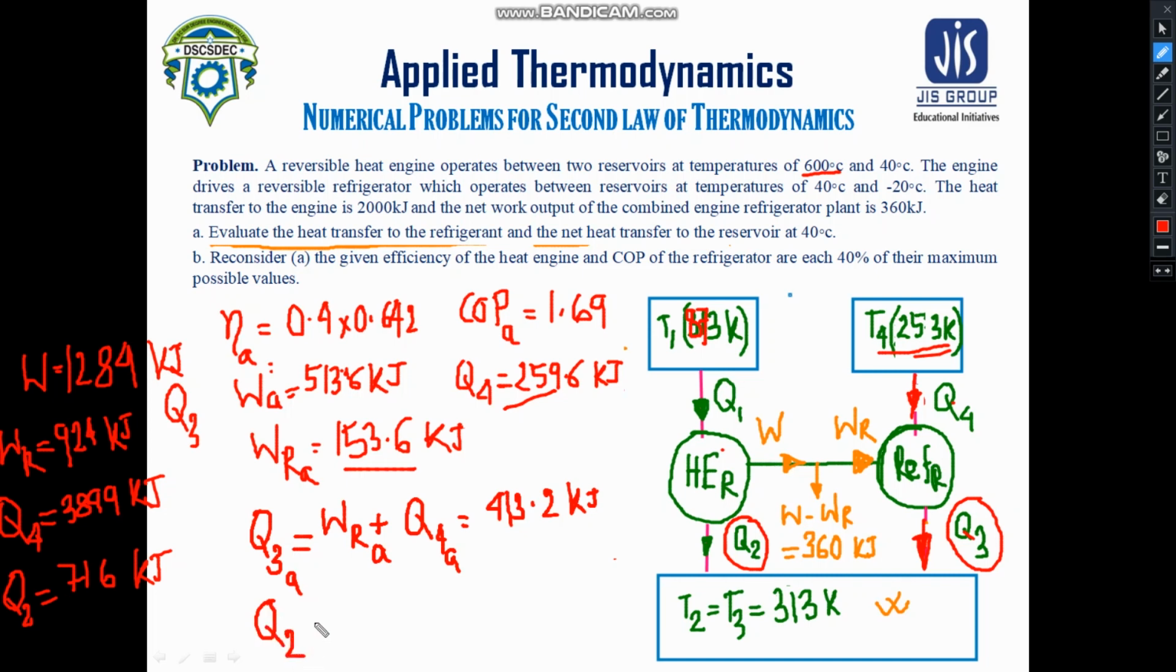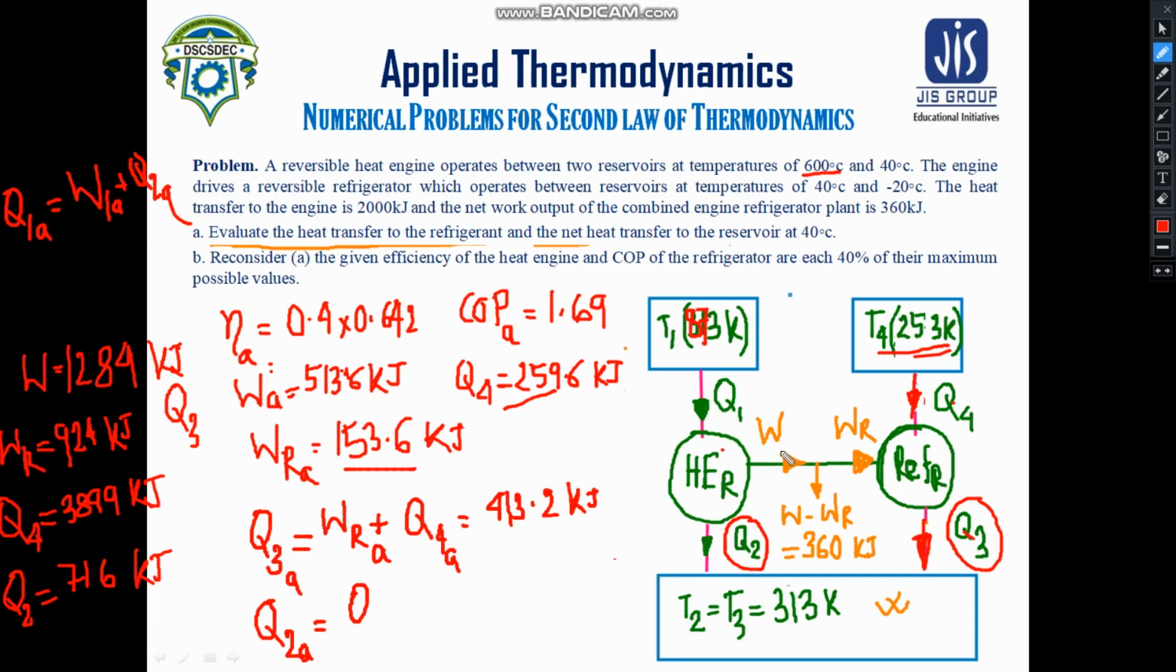So you need to calculate the value of Q2, because after you have done with the calculation of Q2A, then only you can calculate the net heat transfer to the reservoir at 40 degrees Celsius. Okay, so this Q2A, again from the energy conservation principle, you can write Q1A is equal to WA plus Q2A, right? Because this is your input.